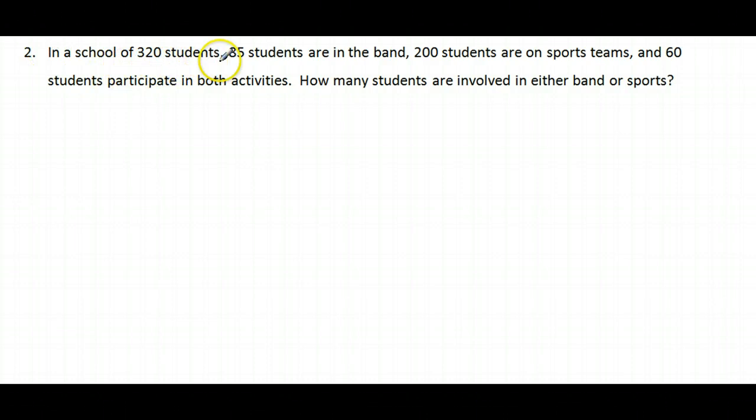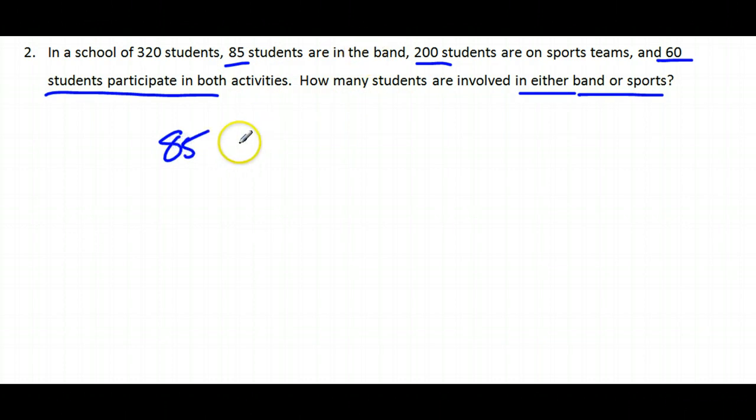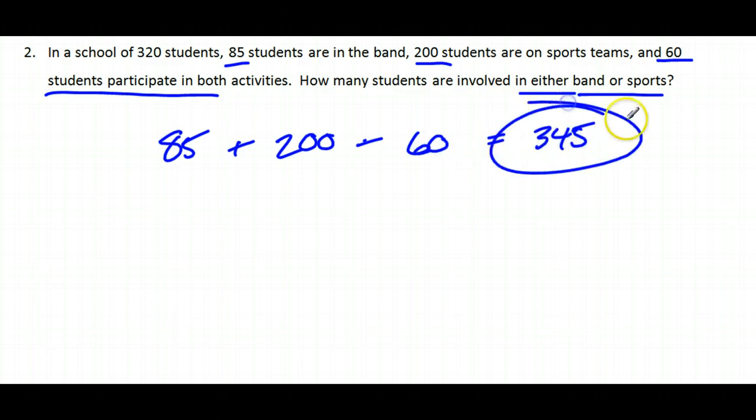In a school of 320 students, 85 students are in bands, 200 students are on sports teams, and 60 do both. How many are involved in either band or sports? So this is a really common one that people just say, oh, there's 85 plus the 200 plus the 60 that do both. Well, that equals 345. So that's my answer. But they're wrong, because we know that there's only 320 students in the school.